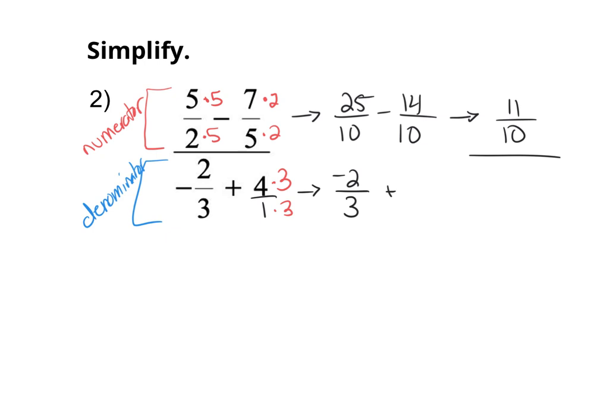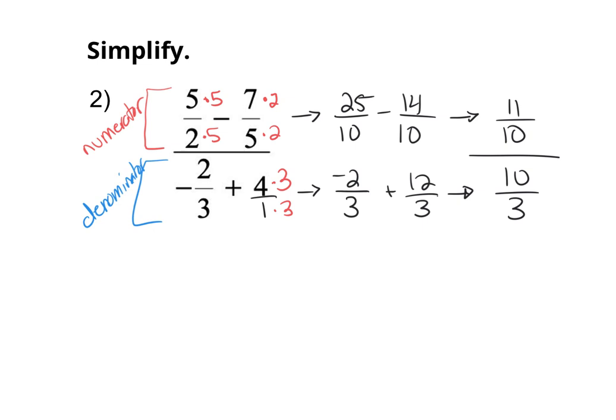Okay? Oops. That should be plus 12 over 3. Okay? So our negative 2/3 stay the same. Plus 4 times 3 was 12. 1 times 3 is 3. So then, what do we get there? 10 over 3.